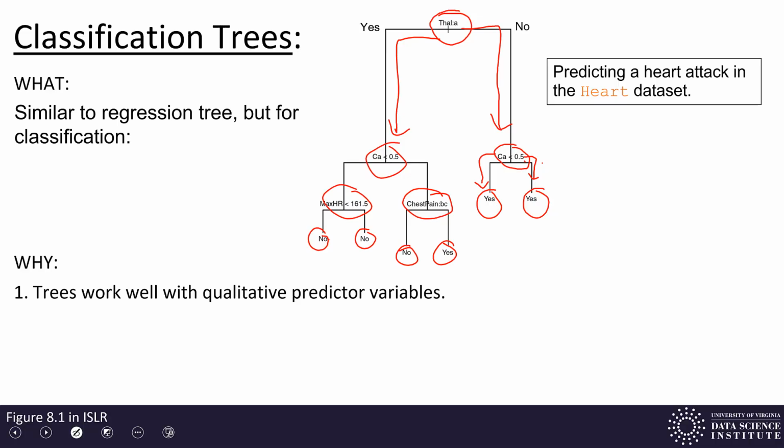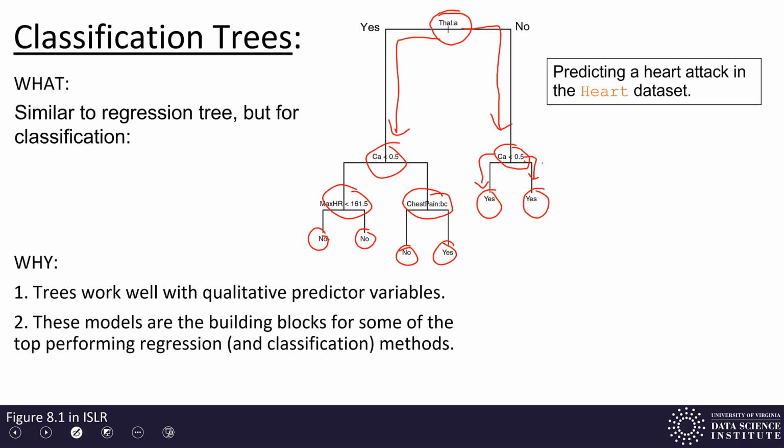So why do we want to use classification trees? They work well with qualitative predictive variables. That's a good thing. A lot of the methods we've talked about so far, k-nearest neighbors, linear discriminant analysis, need continuous variables, whereas classification trees work very readily with qualitative ones. I should say those other methods can work with qualitative variables, but it's not very natural, and there are significant problems that can come up.